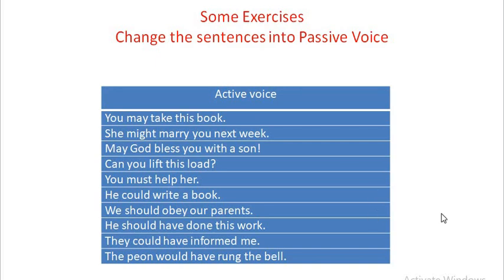Now some more examples you can see. Change them into passive voice. You may take this book. She might marry you next week. May God bless you with a son. Can you lift this load? You must help her. He could write a book. We should obey our parents. He should have done this work. They could have informed me. The peon would have rung the bell.